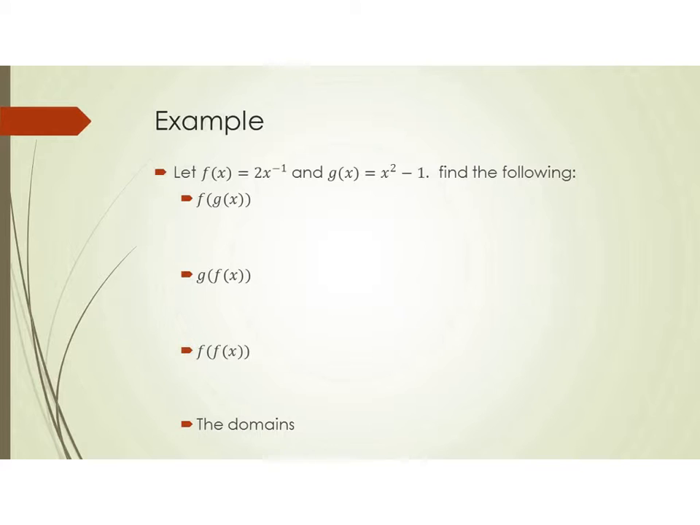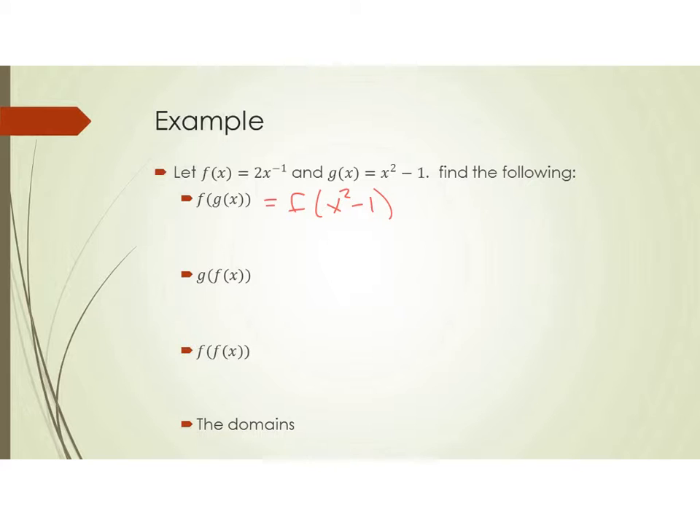So we want to find the functions. We'll do the first two here. My suggestion is you always rewrite it replacing the middle function. So this is going to be f of x squared minus 1. That is what g of x is.